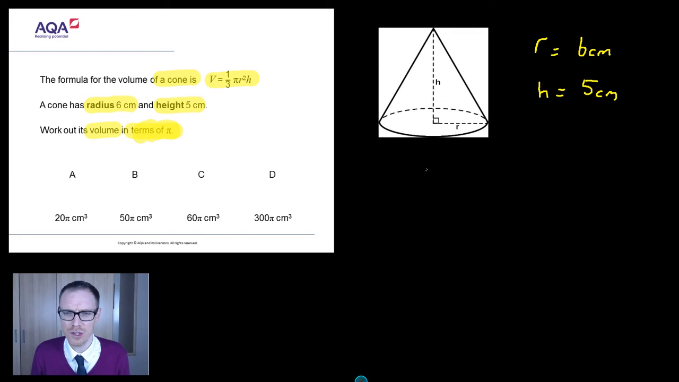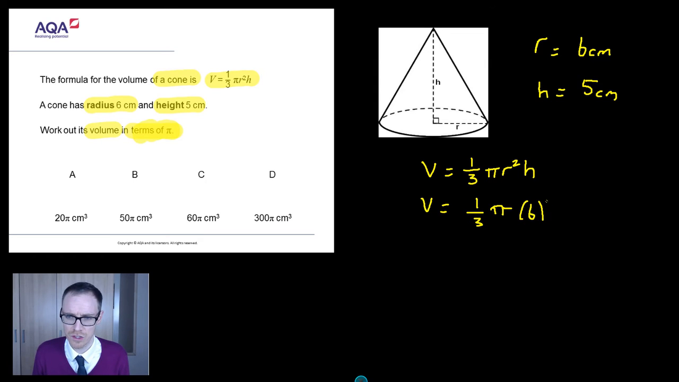So what I like to do first is write the formula out. So V equals 1/3 pi r squared h. And now when I substitute in, I like to just put brackets around my numbers, and I'll show you why in a second. So 1/3 pi. Now, instead of r, I know that r is 6, so what I'm going to put there is 6 squared, and then my h is 5.